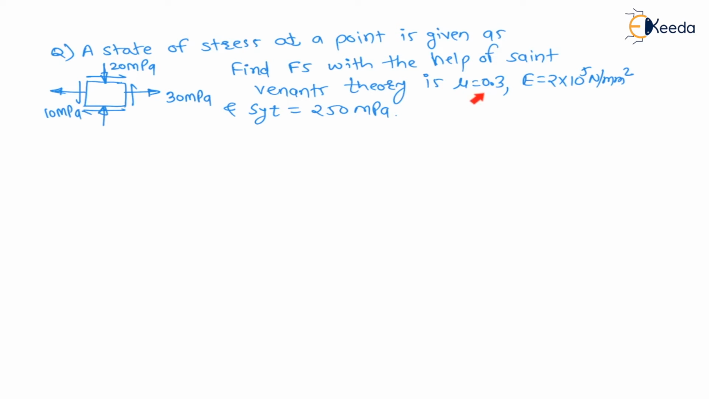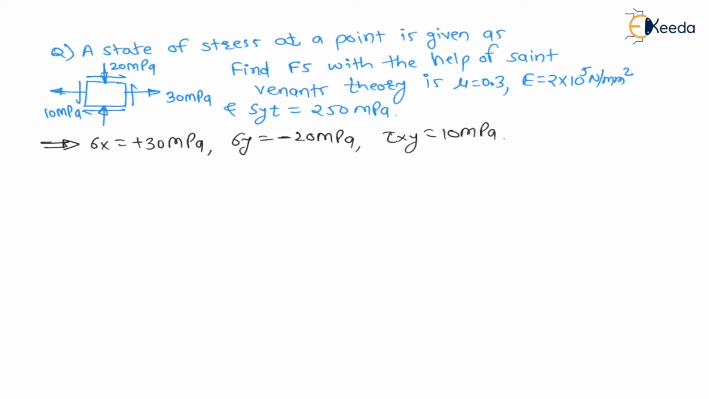If Poisson's ratio is 0.3, Young's modulus is 2 into 10 to the power 5 Newton per mm square, and SYT is 250 MPa. My dear students, they are asking you to use Saint Venant's theory, and in the loading, what is given? Sigma x is given plus 30 MPa. Sigma y is nothing but compression. Here sigma y is given compressive, which is nothing but minus 20 MPa, right? And tau xy, they have provided 10 MPa, right?